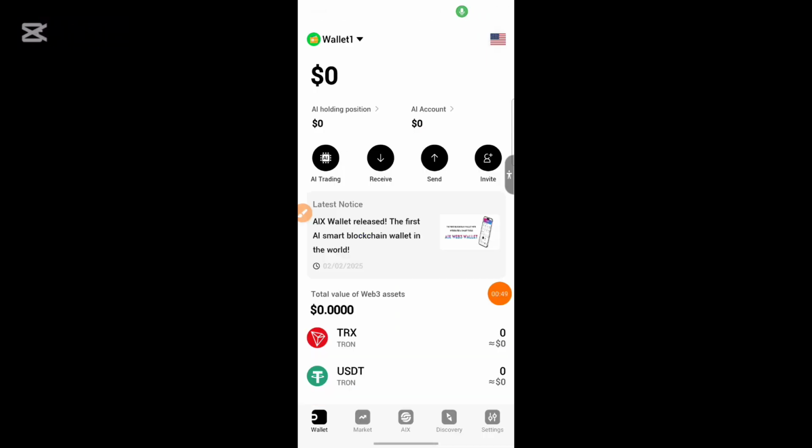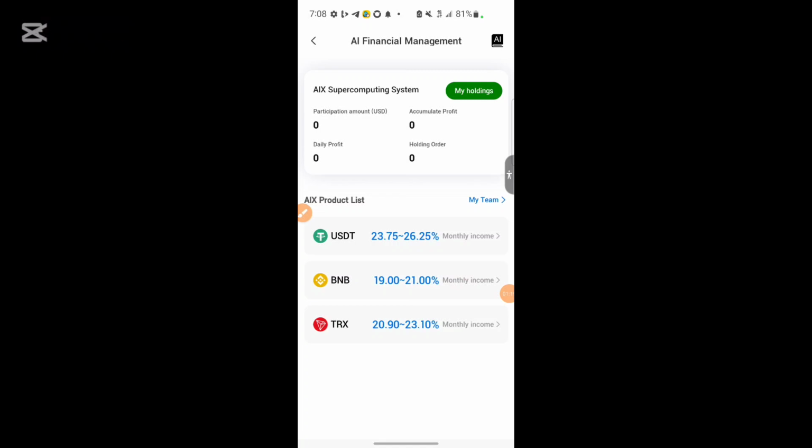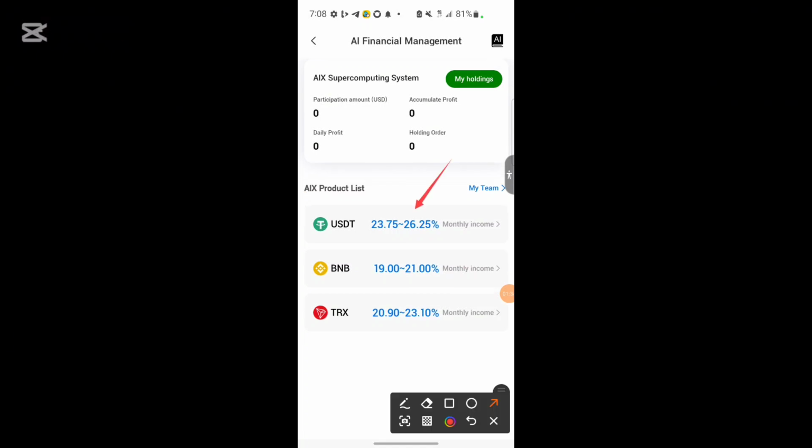This is how your dashboard would look like. You can see that you have 0 USDT. So you can see the interface of the wallet. You can use this wallet to either send or receive crypto, just like other crypto wallets. Not only that, you can also participate in the AI trading to earn free USDT, either by staking USD, BNB, or TRX. It depends on your choice.